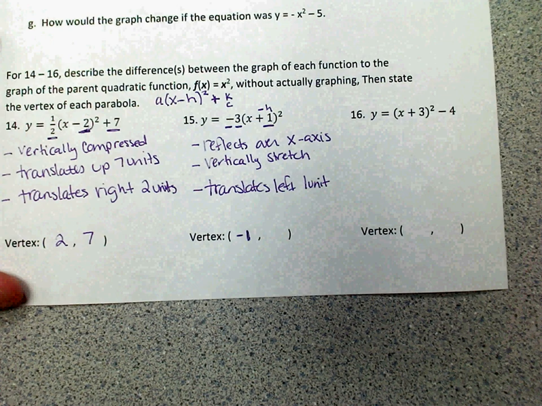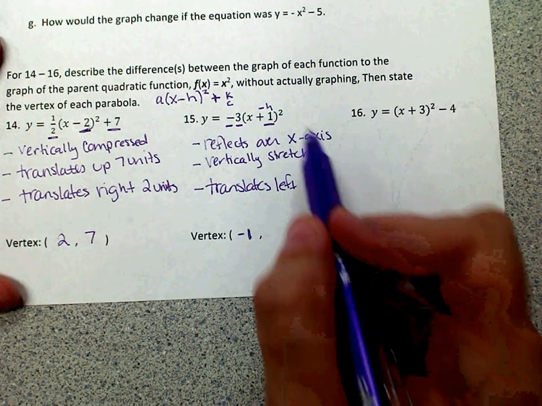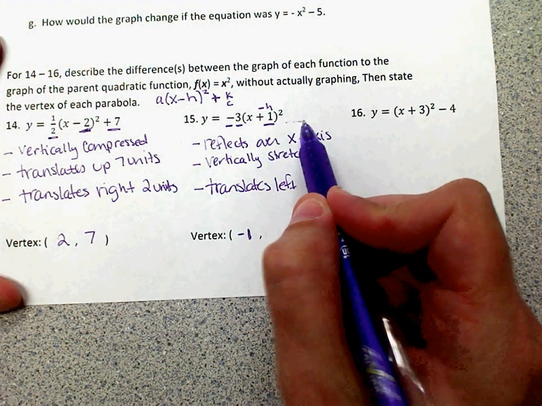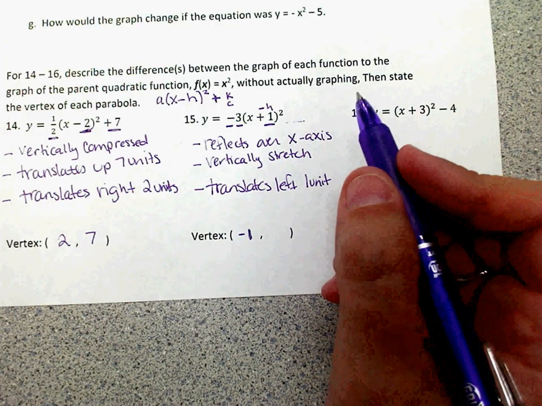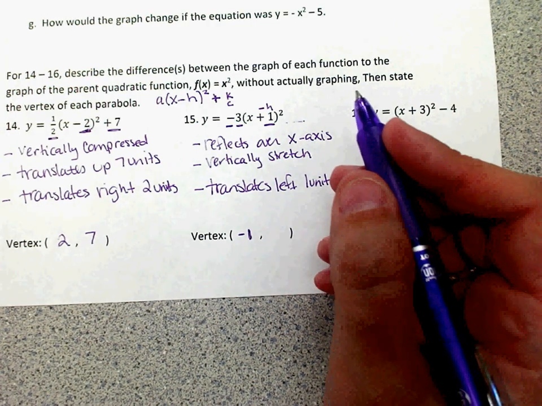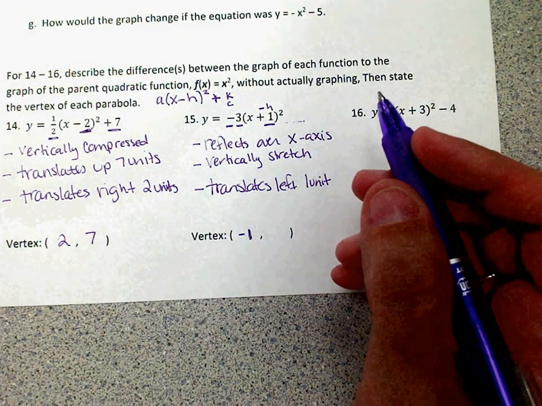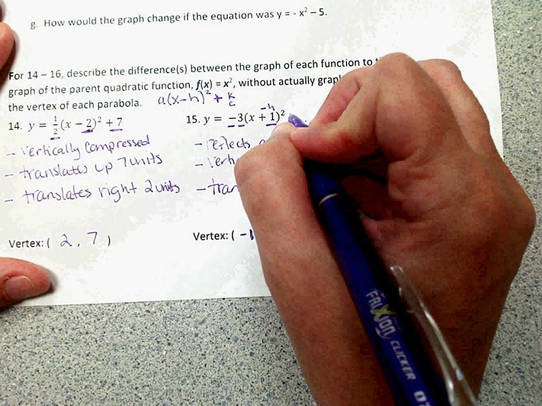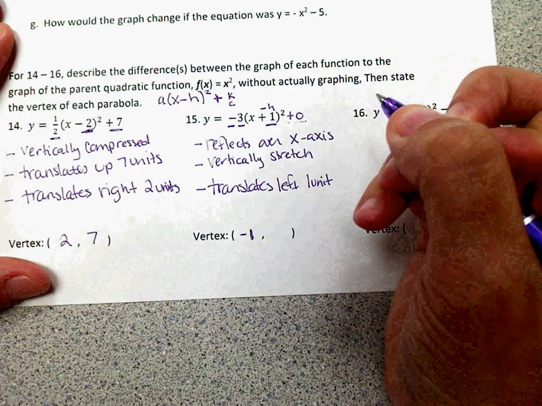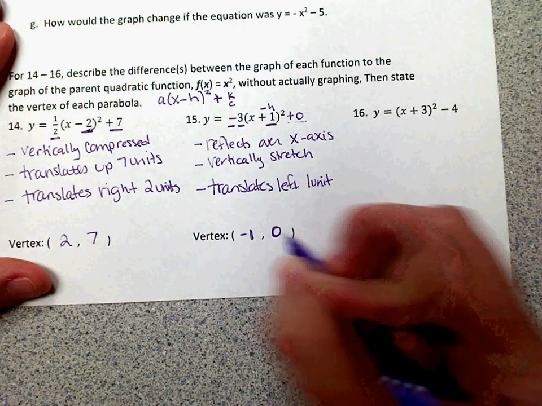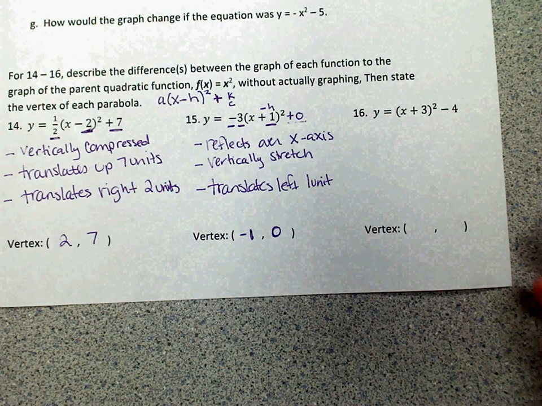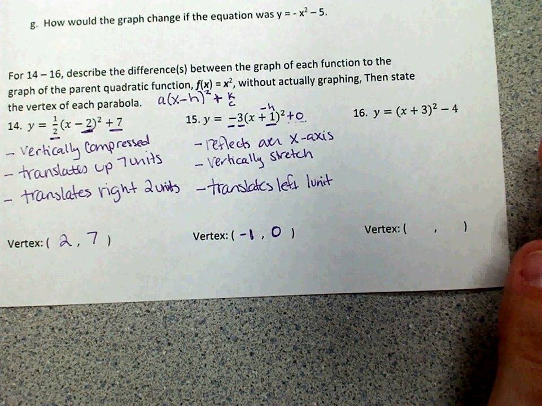And then we don't have a value over here for C, okay? So we've got to figure out, if there's nothing there, what number means nothing? And that would be 0. And so you can pretend like there's a plus 0 here, and so that would be the y value of your vertex. All right, the last one.